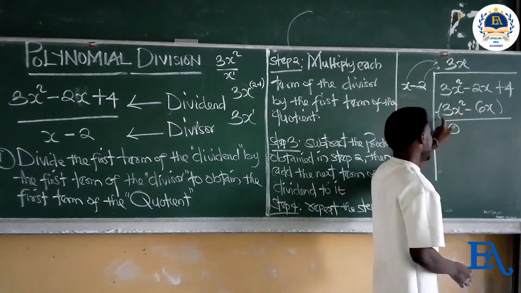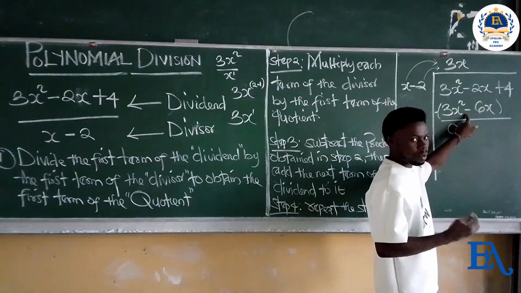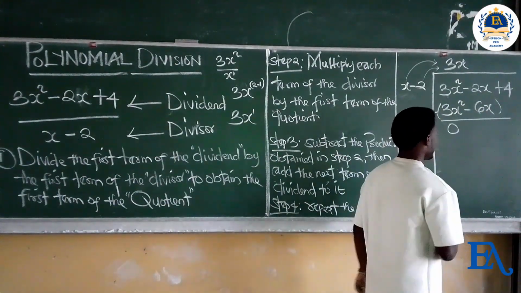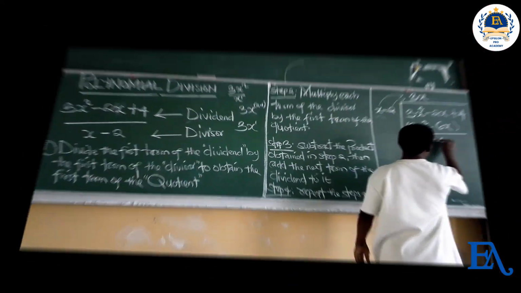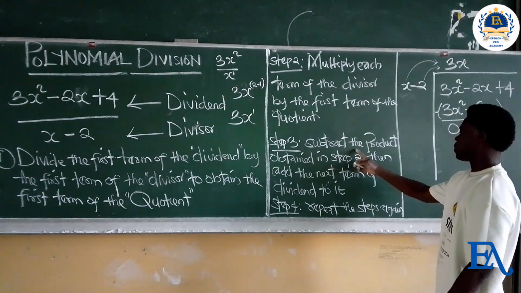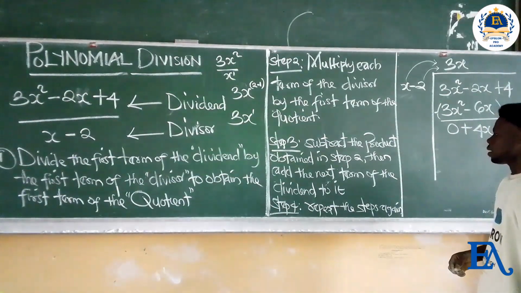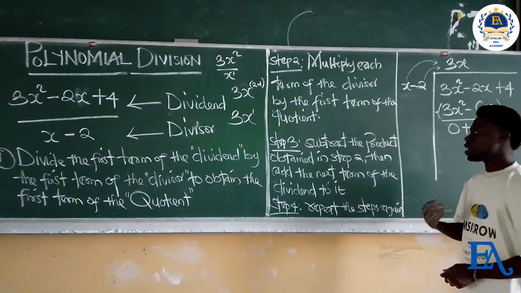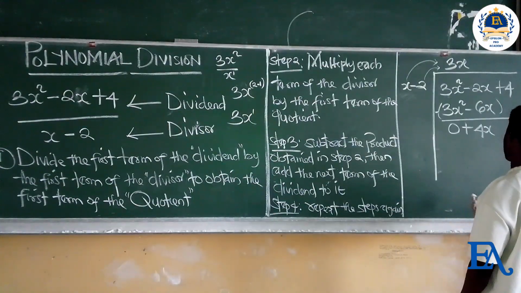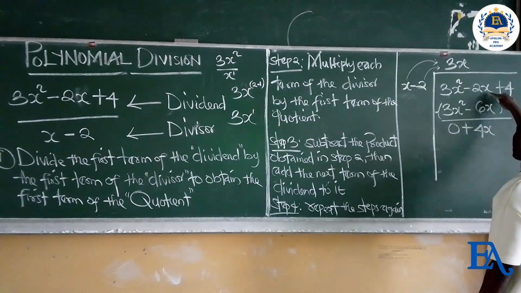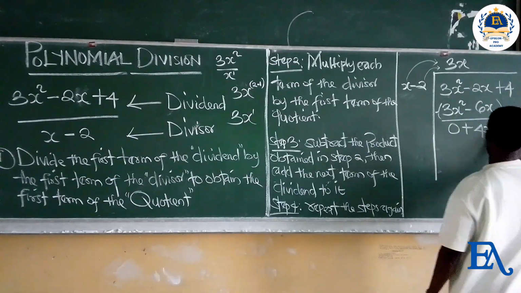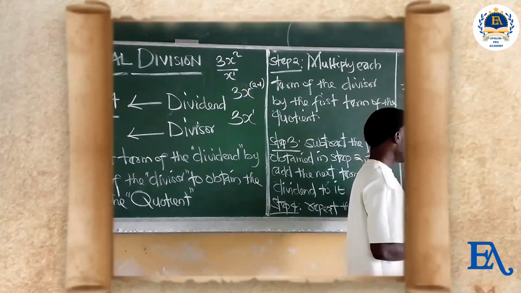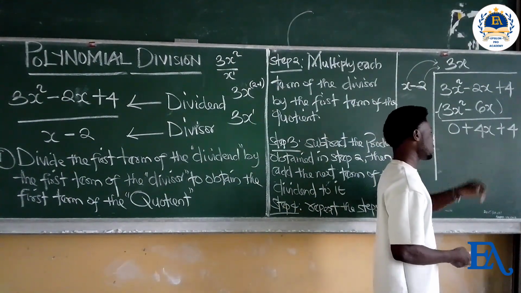Minus 2x, minus times minus is plus. So here becomes plus. Minus 2x plus 6x becomes plus 4x. Subtract the product obtained in step 2, then add the next term of the dividend to it. The next term of the dividend is plus 4. We are at this point, so the next term is plus 4. We are obtaining 0 plus 4x plus 4.